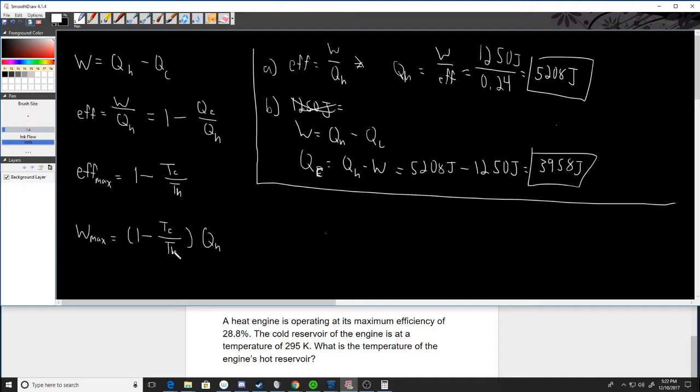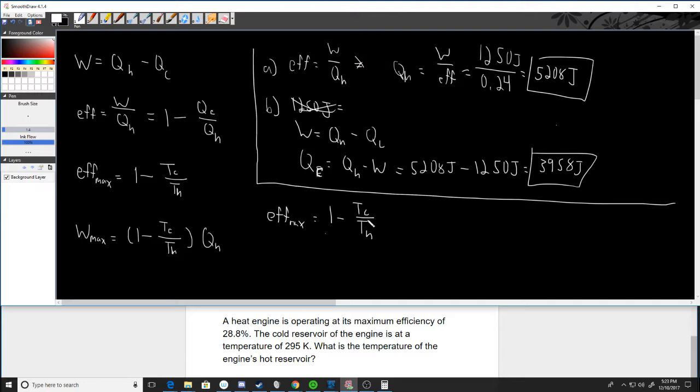All right, so they're not asking about maximum work. They're not asking for this at all, and they're not even giving us the heat transferred from the hot reservoir. That means the only equation I'm going to use for this is the maximum efficiency one. So 1 minus the temperature of the cold reservoir over the temperature of the hot one. In this case, they want to know the temperature of the hot reservoir. So I need to find TH. I need to get TH by itself. And I'm going to do a little bit of algebra just to get this figured out quick.